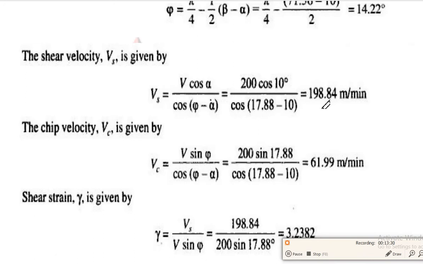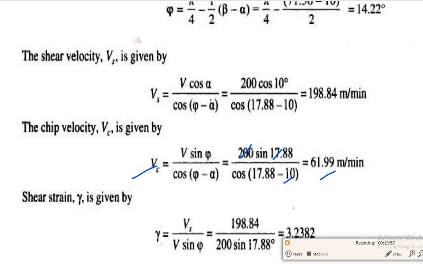And further, if we are calculating the chip velocity Vc, so we will get Vc is equal to V sin phi by cos (phi minus alpha), and putting the values, V is equal to 200, the value of phi is equal to 17.88, and the value of alpha is equal to 10 degree. Now after solving this one, we will get the chip velocity Vc, that is equal to 1661.99 meter per minute.